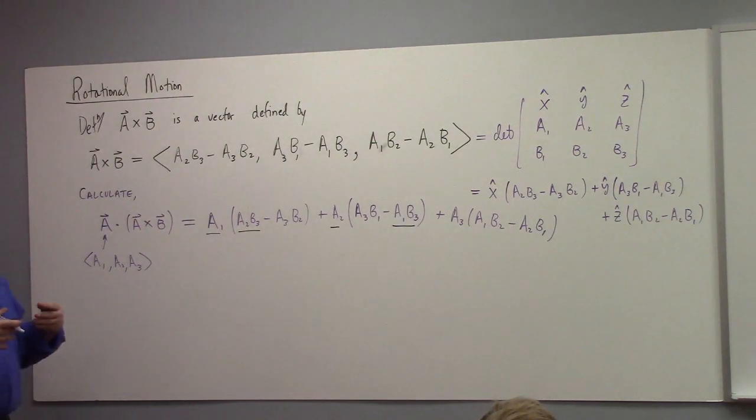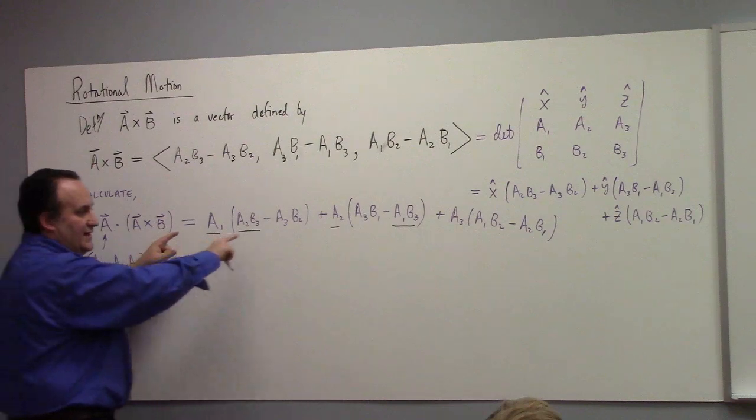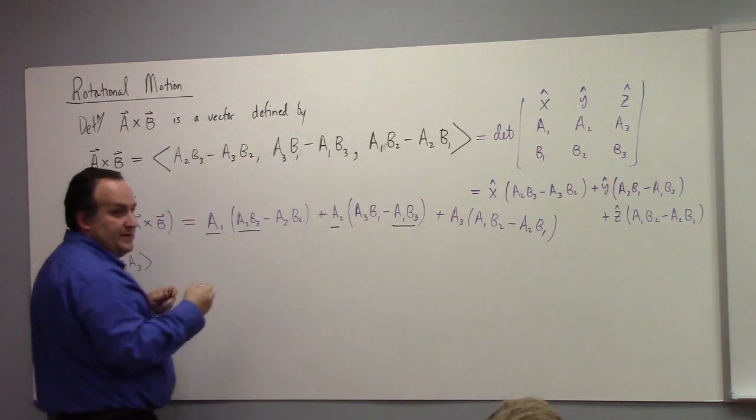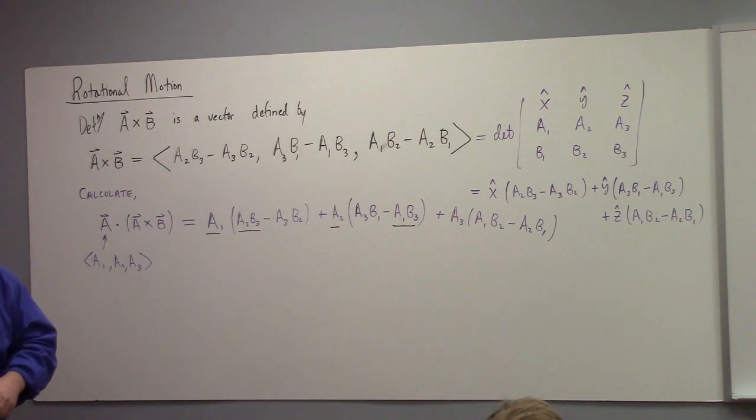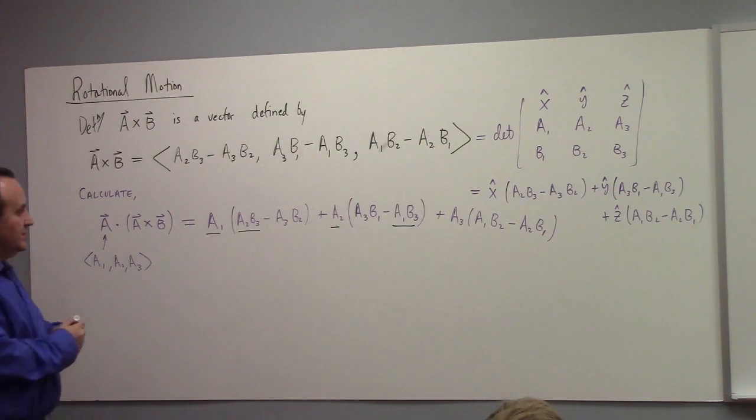But A1 and A2 are just numbers. They're components of the vector, so they commute. But you notice that you've got the same thing, but with a minus. They cancel, right? How about the next term?